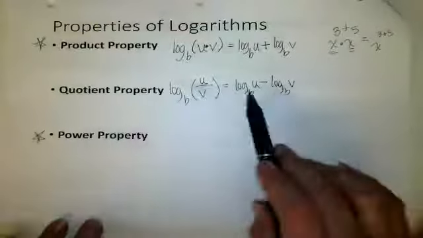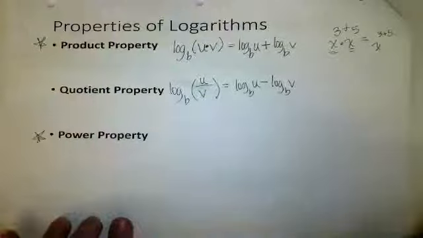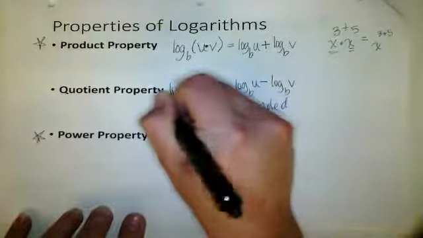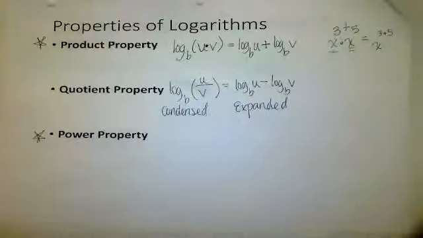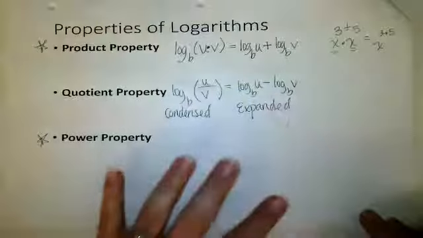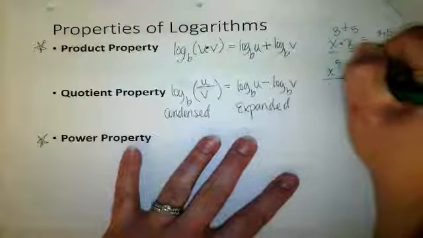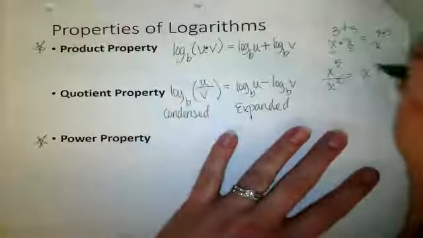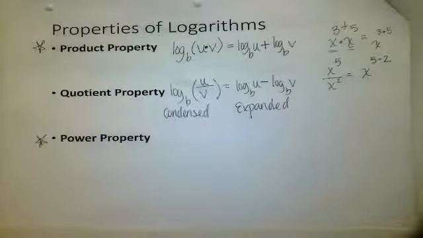Okay. Lots of logs. This is a single log. We call this expanded, and we call this side condensed. Condensed because it's smaller, right? Makes sense? Okay, so again, where does this subtraction come from? What is it similar to? Our exponent properties. If we have x to the 5th divided by x squared, if they have the same base, what are we allowed to do? Subtract top minus bottom. It's all very closely related.